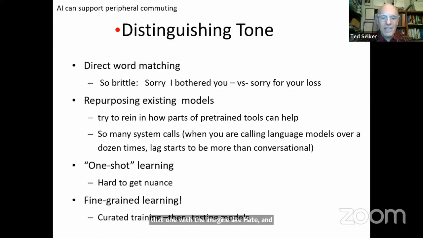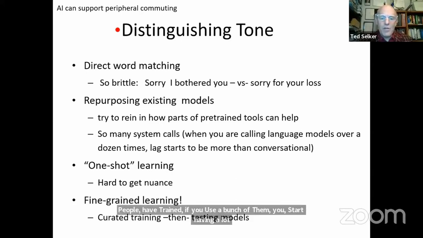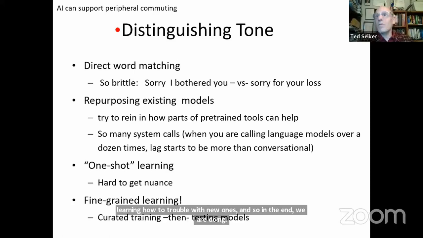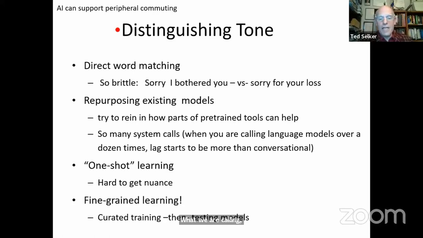What happened to us is we found that, first of all, using several large language models that other people had trained, if you use a bunch of them, you start having a lot of lag. But also, the way they'd imagined hate being used wasn't the way we did. So we started giving it a few examples with something called one-shot learning, but one-shot learning had trouble with nuance. And so in the end, we are doing what we are calling multi-label training with large language models, like BERT is what we're using right now.